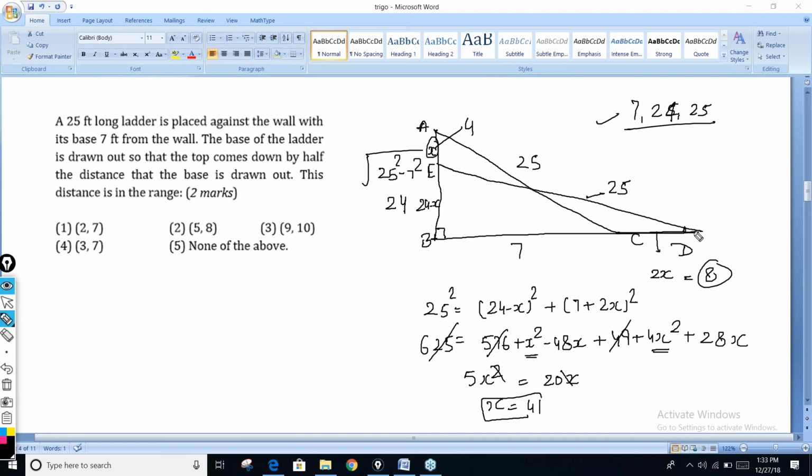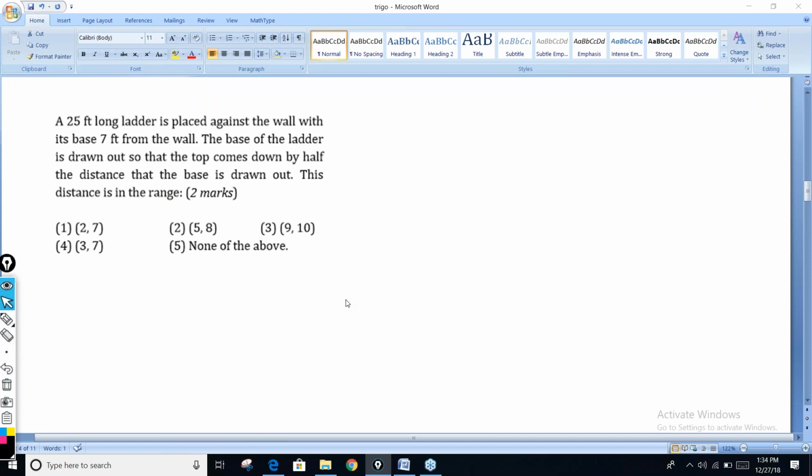This distance. So which range? 8 is not included, so no, no, no. So the correct answer is none of these. So this distance is in the range of none of the options. Answer should be 8. Do not mark 4 because 4 is here also and here also. So the answer should have been more than one of the above. So that is clear that it is not asking this distance, it is asking this distance. Okay, come to the next one.